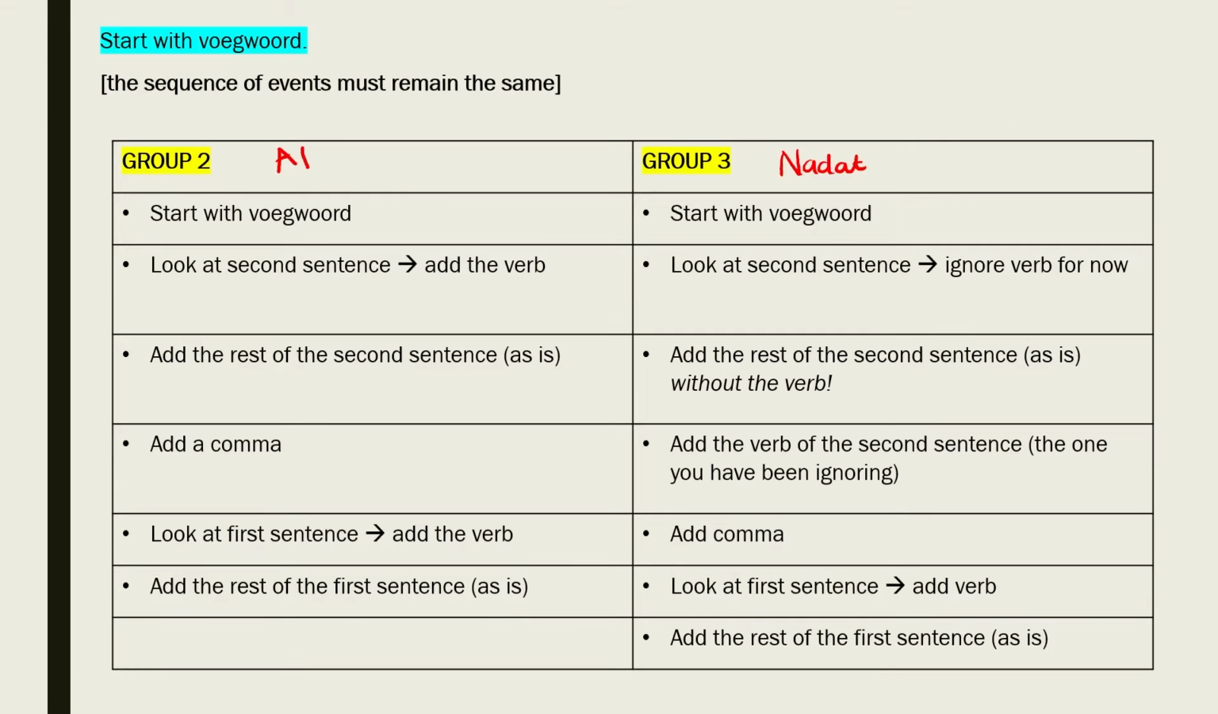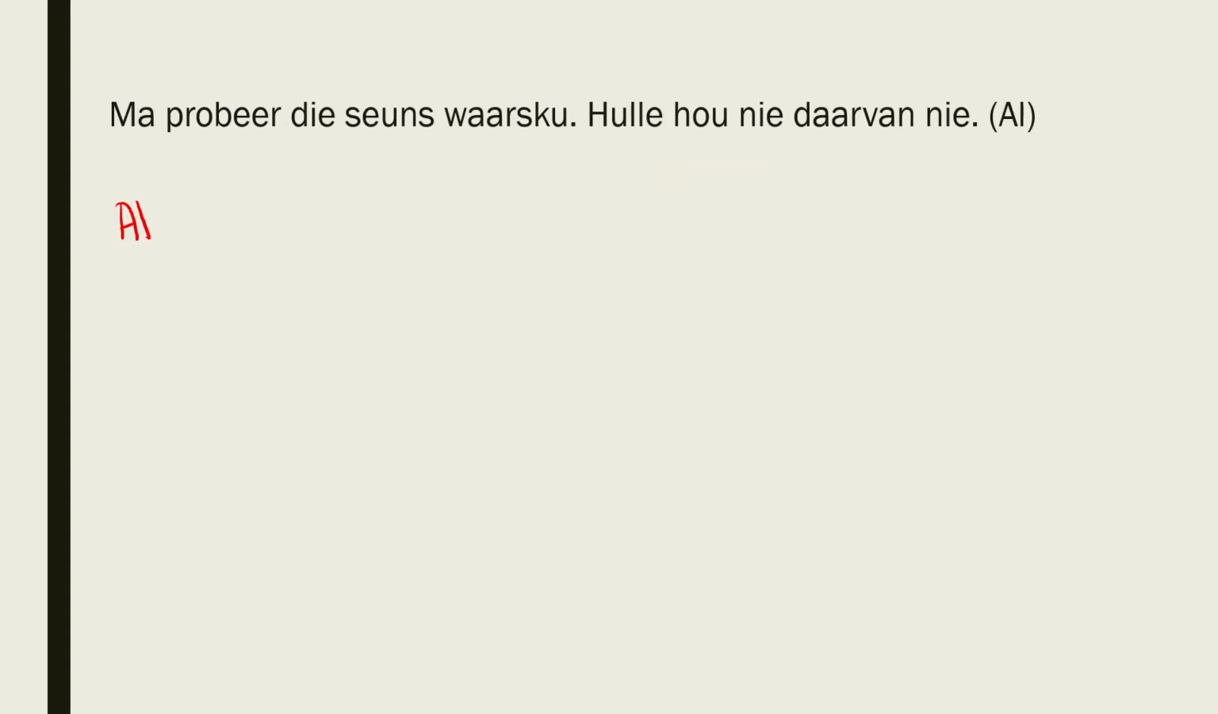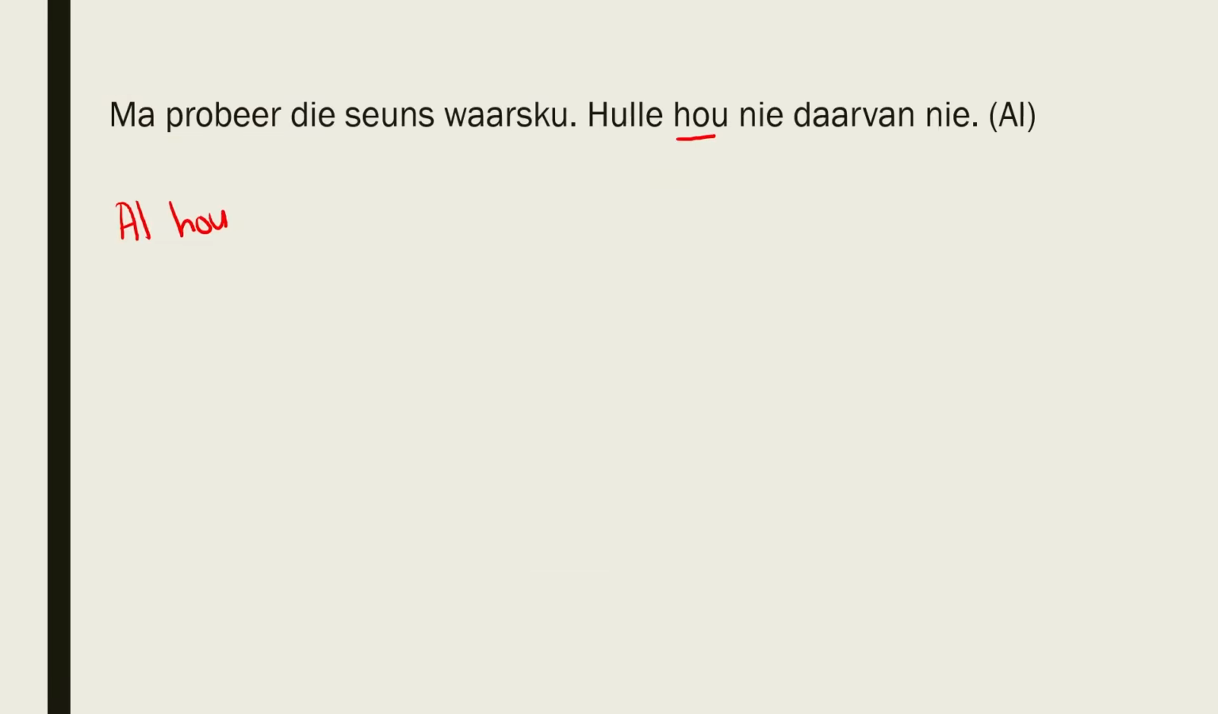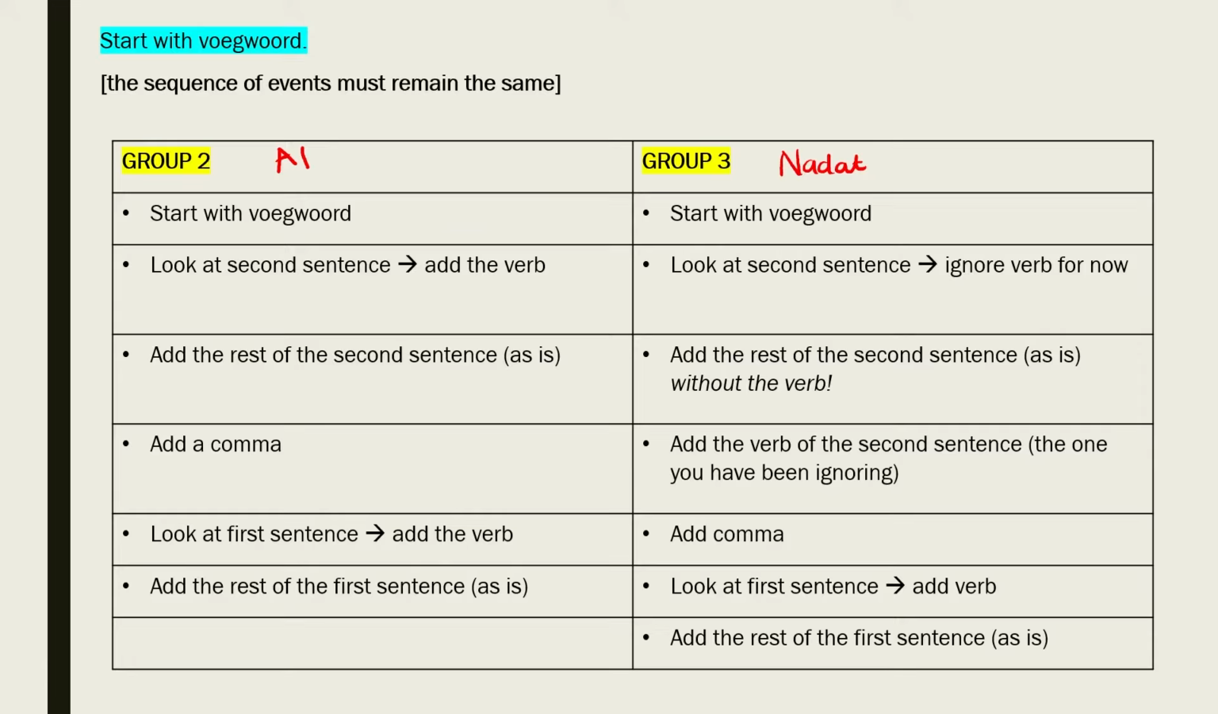Look at the second sentence and add the verb. What is our second sentence? Hulle hou nie daarvan nie. What is our verb? Hou. So we say, add the verb. Add the rest of the second sentence as is. So what have we already extracted from the sentence? We've already extracted hou. So I'm just going to erase that. And what do we have left? Hulle nie daarvan nie. So I'm just going to slot that in as is right here. Hulle nie daarvan nie. Then they tell us to add a comma.